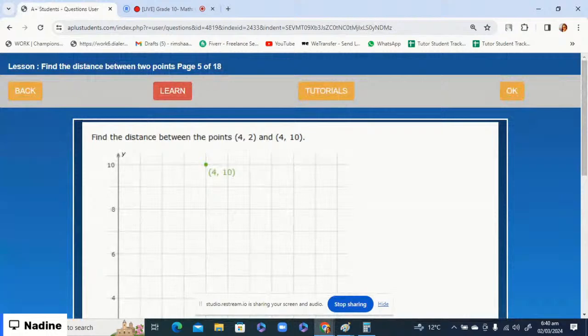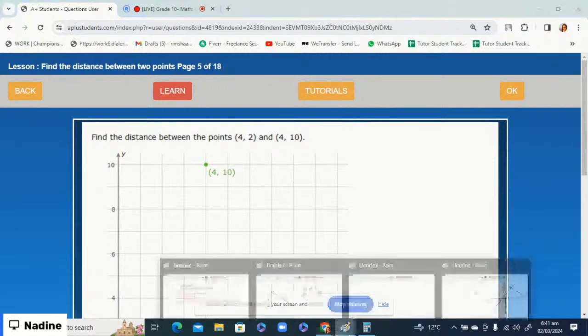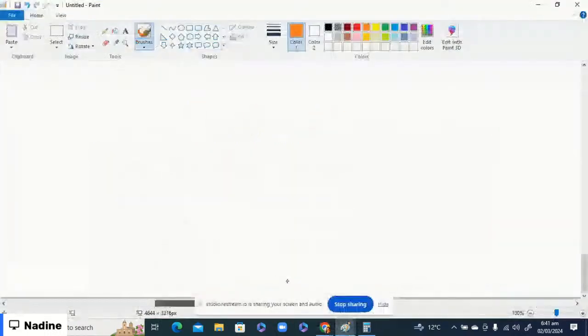Now let's check this one. Distance between 4, 2 and 4, 10. 4 minus 4 is 0 because the x coordinate becomes 0. So how can we solve this one? We are choosing the vertical line, y coordinates. So for the vertical line it's 10 minus 2, because here it's 4, 2 and 4, 10.